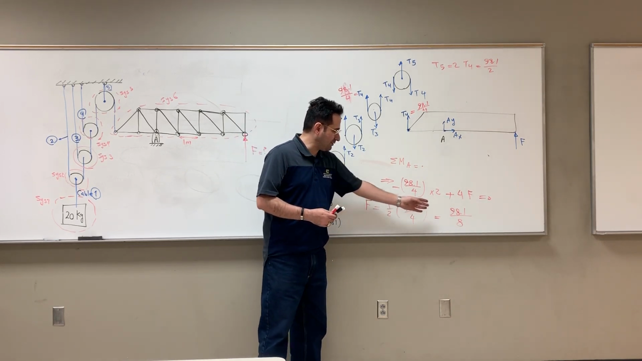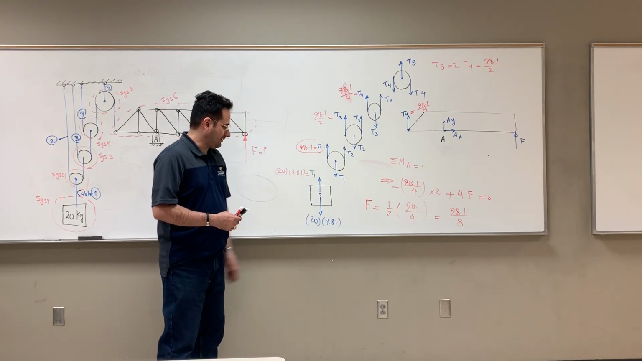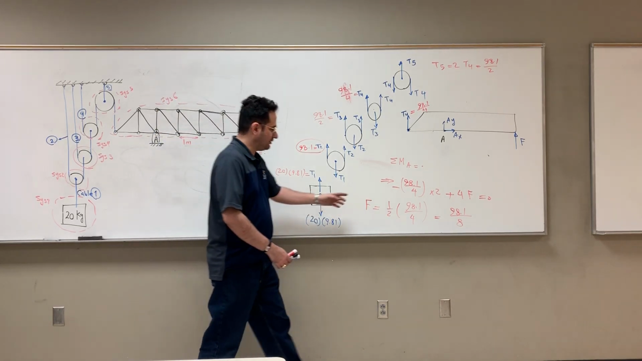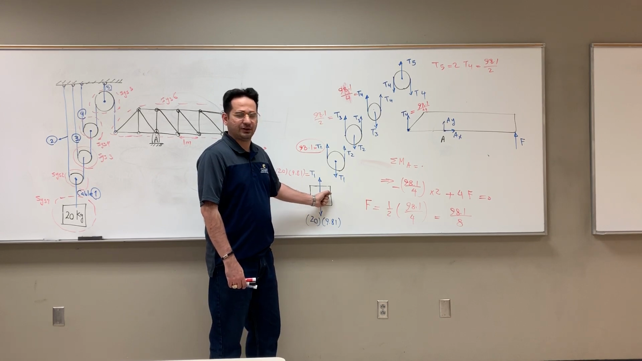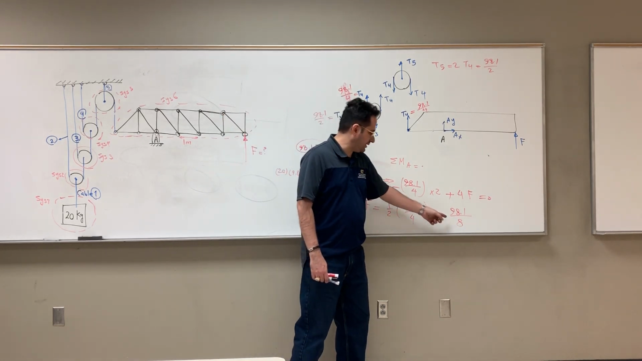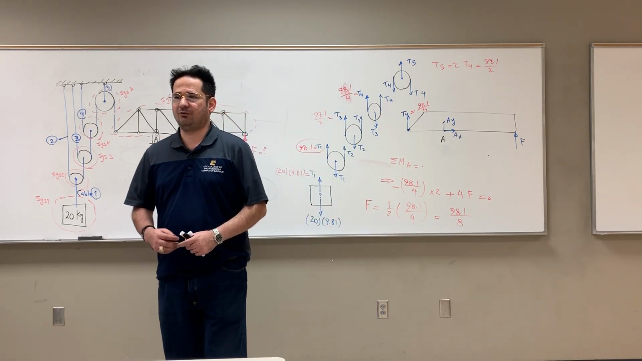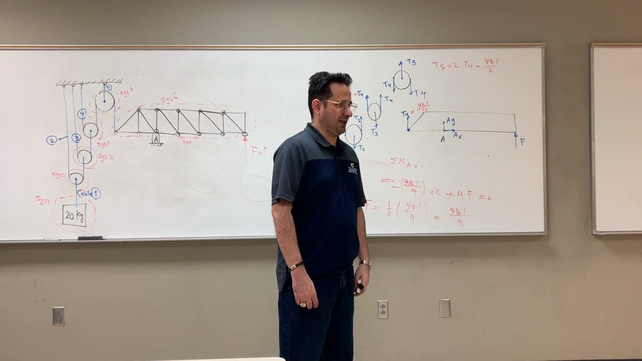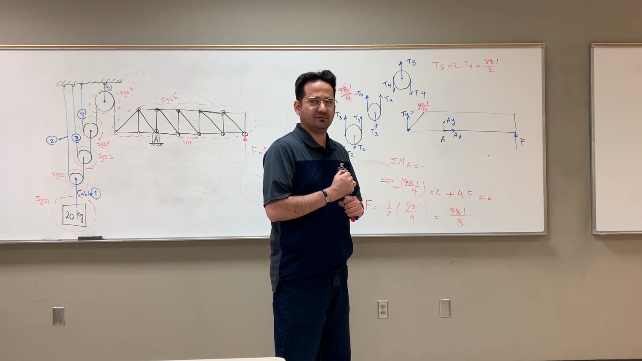My final answer is 1/8 of the weight of this guy. This 98.1 is the weight of this mass. So the force required to lift it up is 1/8 of 98.1. Well, this makes sense because this is supposed to be a lifting mechanism. Now it makes sense, right? Okay.